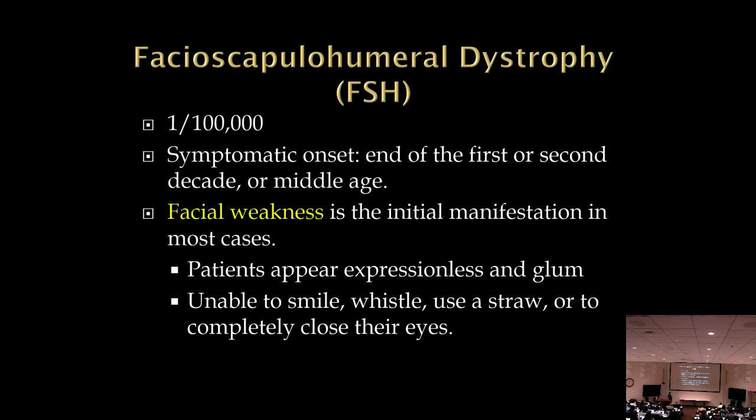Usually facial weakness is the first manifestation. That's usually not why patients come to see a doctor, but when you take a history, it's the first thing that's noticed. So family will say there's just a lack of facial expression, appears somewhat different. Unable to smile, or the smile becomes weaker. Unable to whistle, because you have to have good facial musculature to do that. Using a straw is difficult because just being able to suck on a straw can be a challenge for these patients.